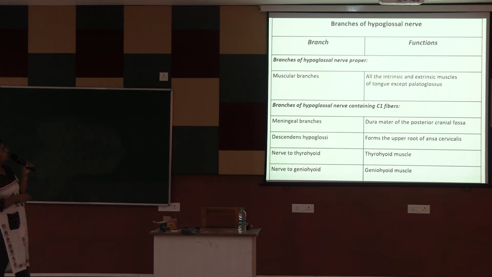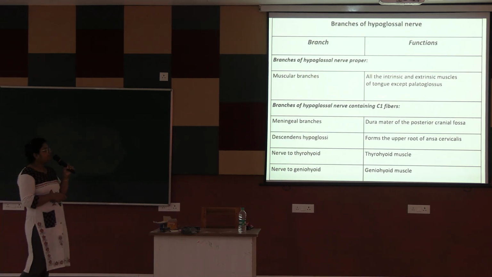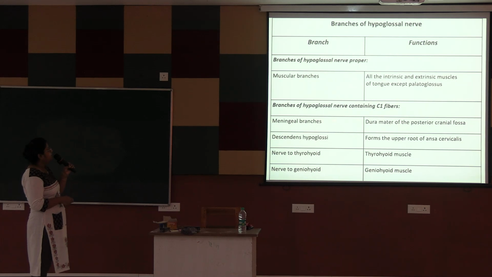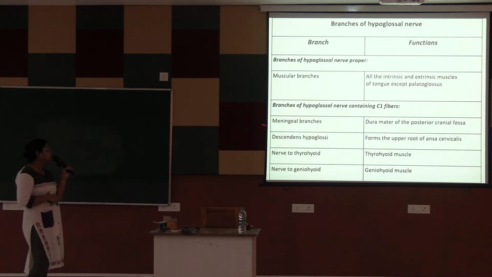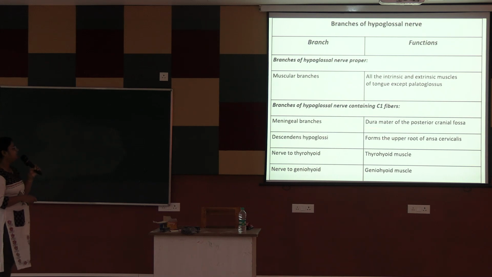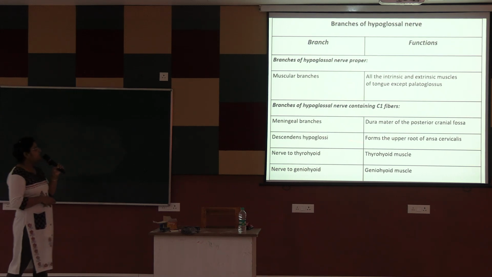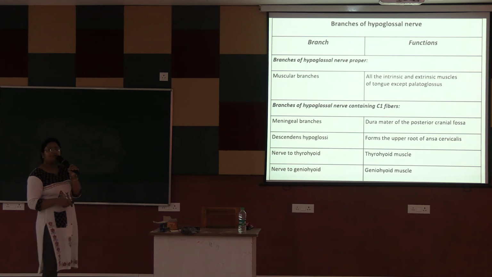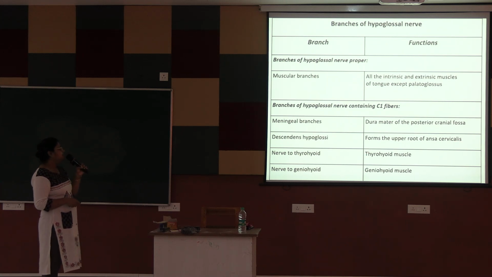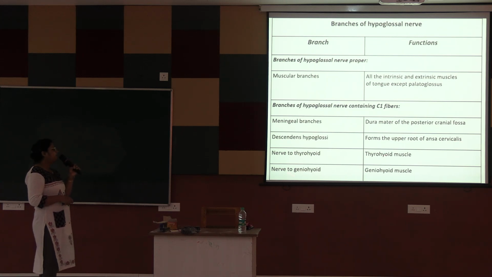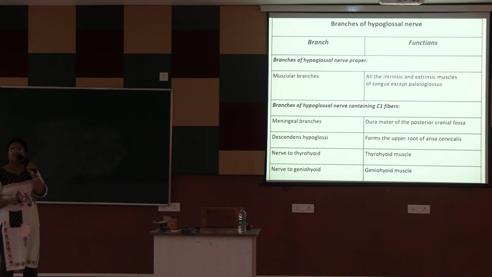So, branches of the hypoglossal nerve proper: it is giving muscular branches to all the intrinsic and extrinsic muscles of the tongue except palatoglossus. And branches of the hypoglossal nerve containing C1 fibers are these branches. Meningeal branches supply the dura mater of the posterior cranial fossa. Descendens hypoglossi forms the upper root of ansa cervicalis. Nerve to thyrohyoid supplies thyrohyoid. Nerve to geniohyoid supplies the geniohyoid muscle.